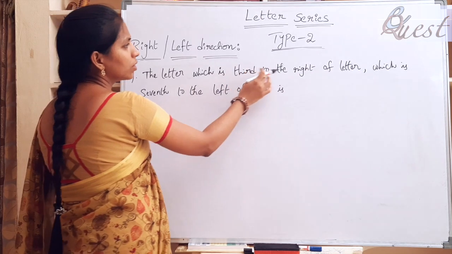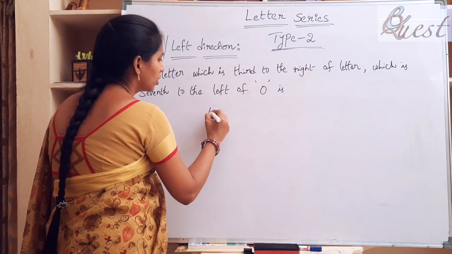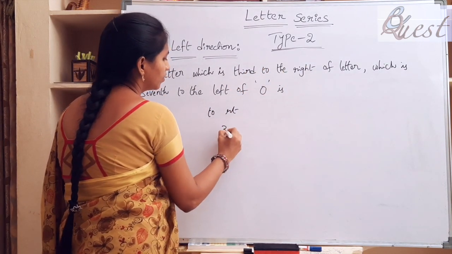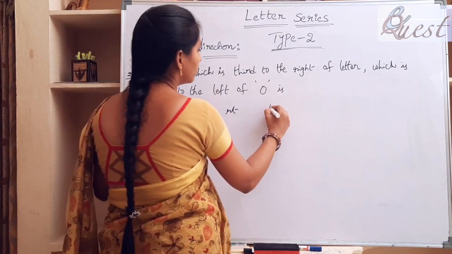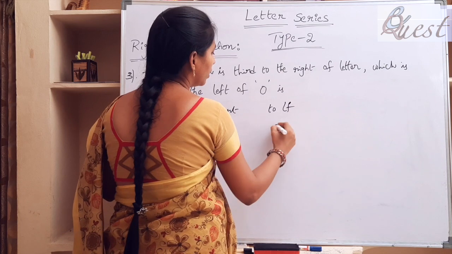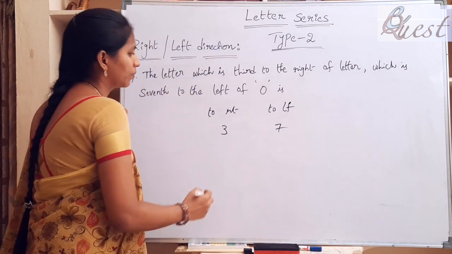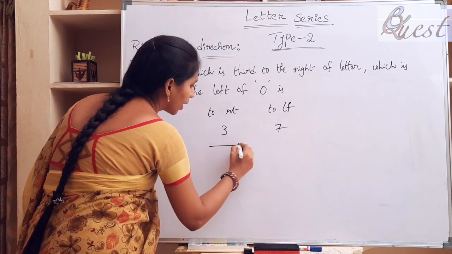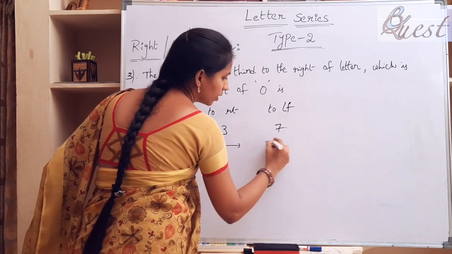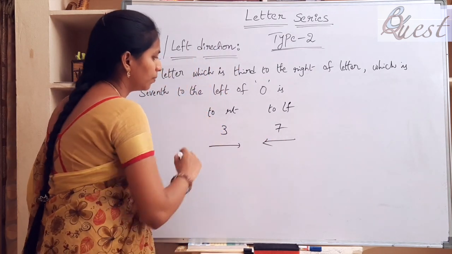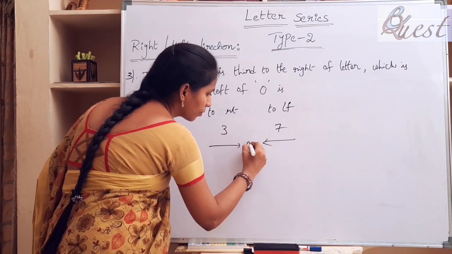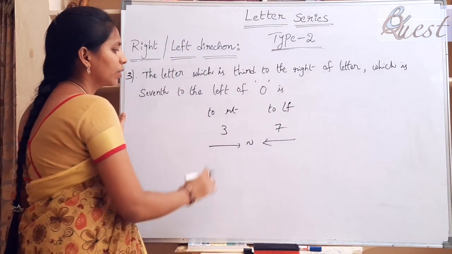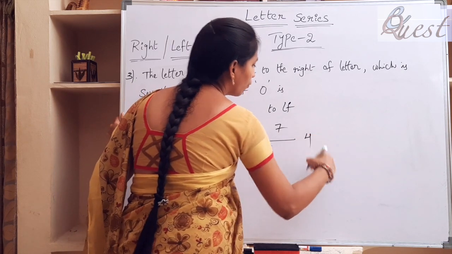The letter which is third to the right, to right, third to the right, and 7th to the left. To left, 7th to the left. See here, 2 right and 2 left. That means this direction. Both are in opposite directions. Take the difference. What is the difference? 4.